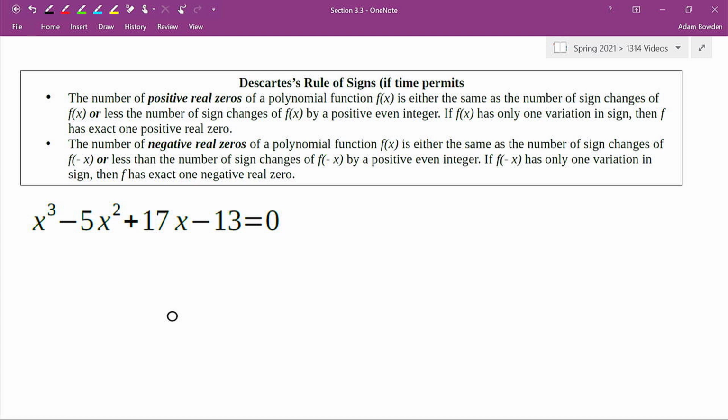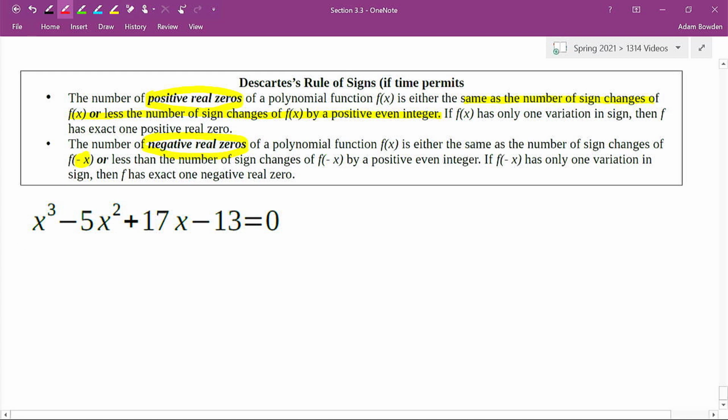It's a way of figuring out how many positive zeros or negative real zeros there are for a function. And just to summarize it real quick, for positive real zeros, it's the same as the number of sign changes or less than the number of sign changes by a positive even integer. And that's pretty much the same thing for the negative real zeros, except they use a negative x here instead. So you could put a negative x there and run through sign changes to find a number for the total negative real zeros that it could have.